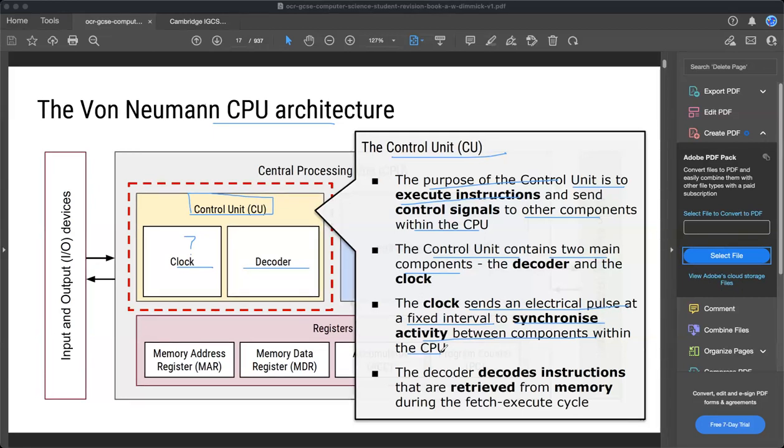So what is the work of the decoder then? The decoder decodes instructions that are retrieved from memory during the fetch execute cycle. What do you mean by decode?